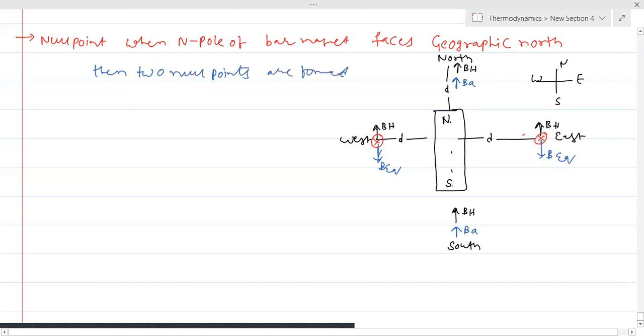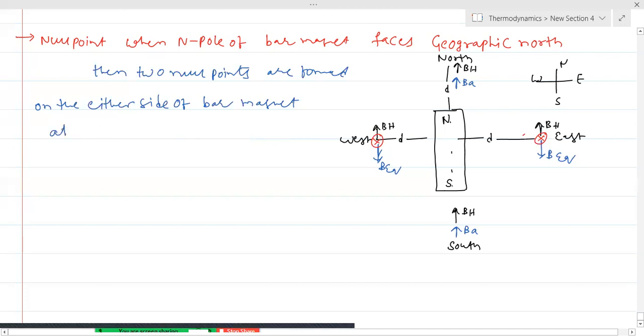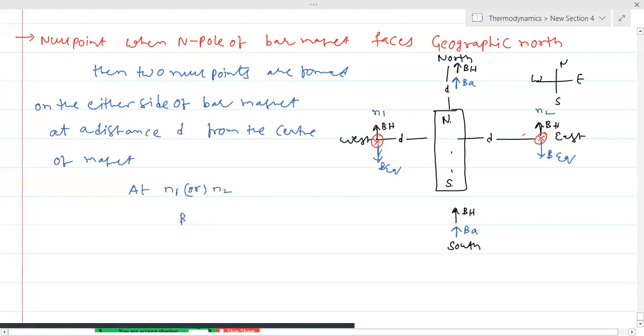The two null points are formed on either side of the bar magnet, at a distance d from the center of the magnet. Suppose this is the N1 and this is the N2 null point. So at N1 or N2, B equatorial is equivalent to BH, and mu naught by 4 pi into m by d cube is equivalent to B. So in this way, we will do.